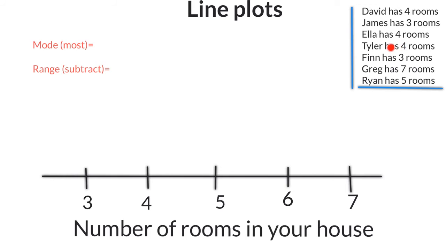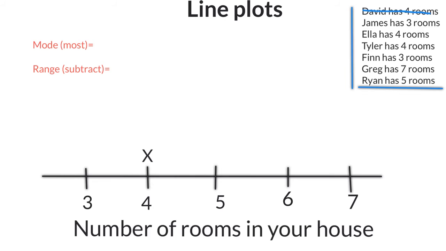Over here, we still have our information that we're going to be plotting, and then we have our mode and range. Remember, mode meaning the most x's, and range, we're going to subtract the greatest number from the least number to solve that. But first, let's do our line plot. So David has 4 rooms. So David's x is going to go above the 4.